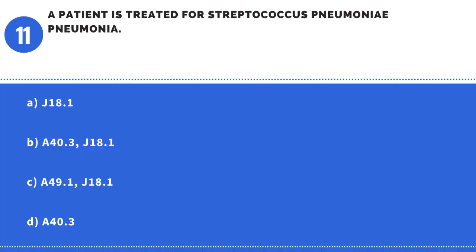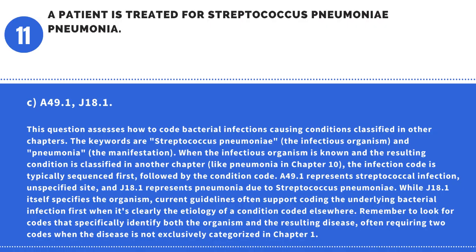A. J18.1. B. A41.9. C. A49.1, J18.1. D. A43. Answer C. A49.1, J18.1. This question assesses how to code bacterial infections causing conditions classified in other chapters.